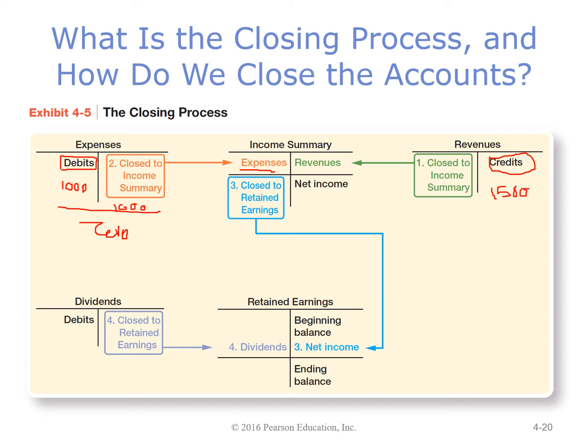So in order to close it, I will credit it with 1,500 in order to make the balance equal 0. Because if you remember from chapter 2, whenever we are finding the balance, we are summing or adding the two sides and then getting the difference, and this will be transferred to the income summary here. So now the income summary includes the revenue in the credit side and the expenses in the debit side.